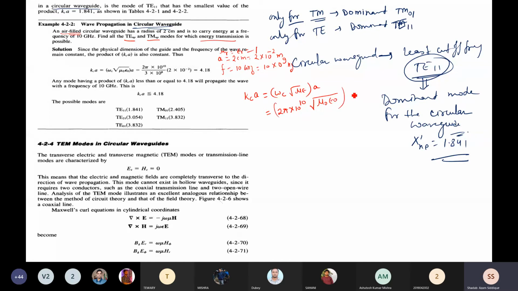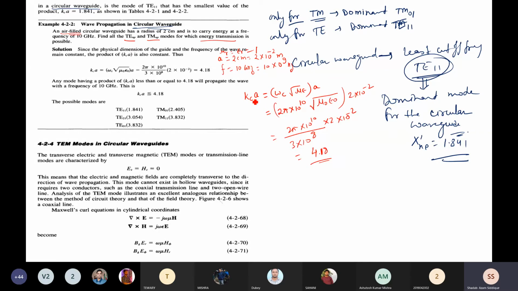And that is multiplied with a, which is 2 into 10 to the power minus 2. So I'll take 2 pi into 10 to the power 10 into 2 into 10 to the power minus 2, and square root of mu naught into epsilon naught can be written as 1 upon 3 into 10 to the power 8 meters per second. Now if you solve this, you will get 4.18. So kc a you got is 4.18.